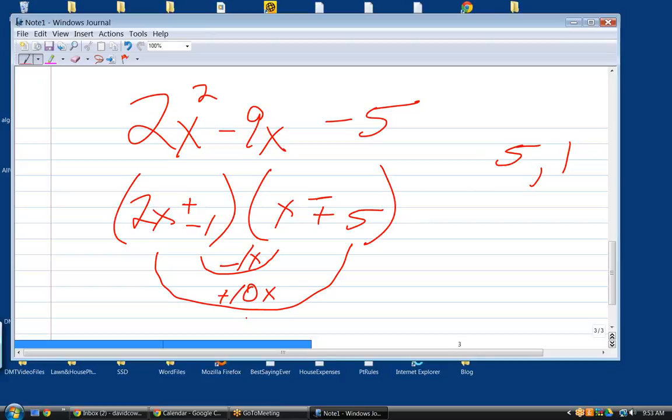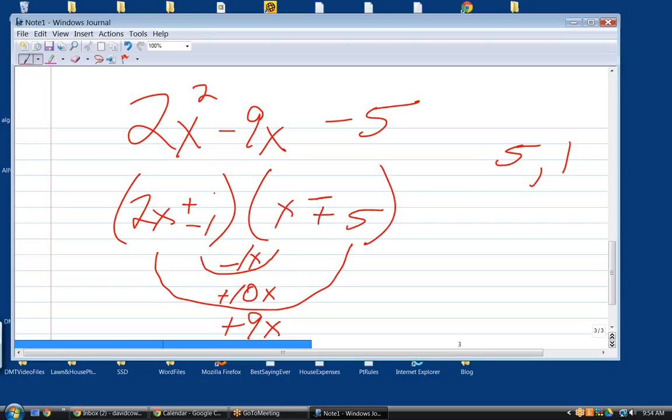Okay? So, now I have to add those two. What do I get when I add those two? What's minus 1x plus 10x? Yes. Plus 9x. Now, notice that that's the right number, but the wrong sign. That's huge. That means I know my answer is instant if I just change the position of this.